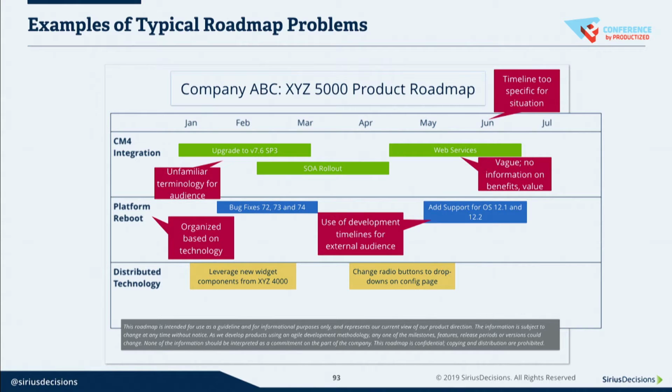My personal favorite is when we put development timelines on roadmaps that external parties see. What date does sales care about on the roadmap?